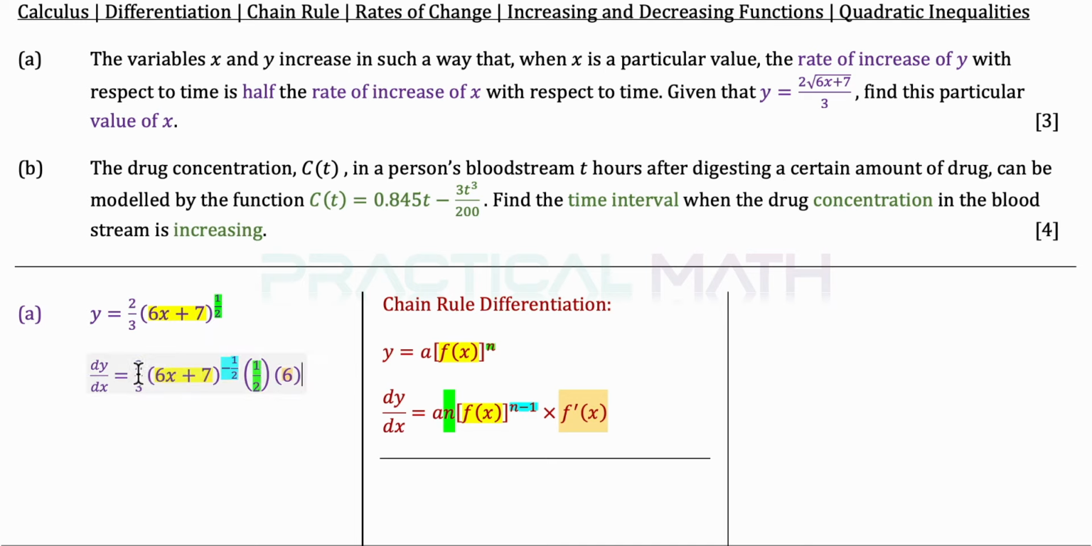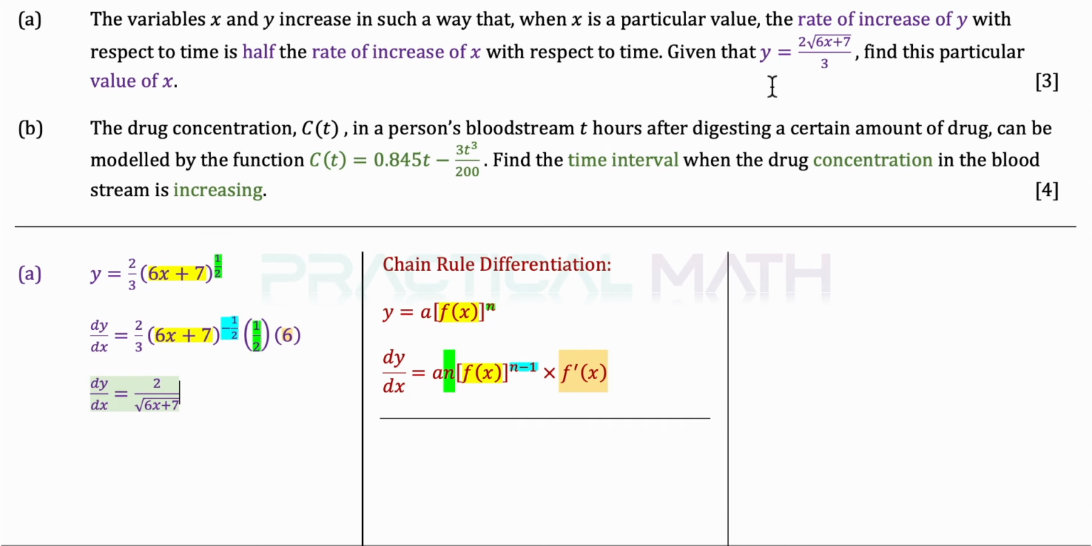So what we can do now is to simplify 2/3, half, and 6. Our dy dx will therefore give us 2 divided by root of 6x plus 7. So this is my dy dx. Let's continue with this question over here.